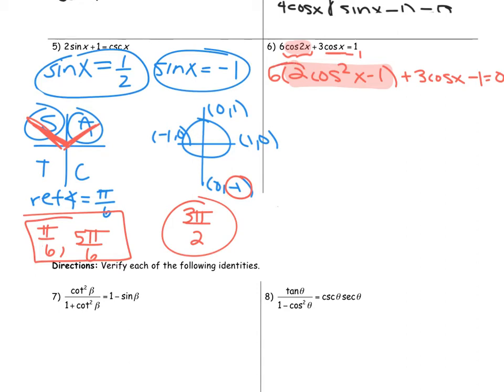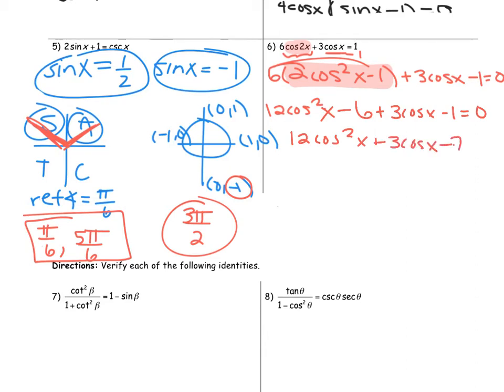We're going to distribute. So I have 12 cosine squared of x minus 6 plus 3 cosine x minus 1 equals 0. We're going to combine our like terms. So I have 12 cosine squared of x plus 3 cosine x minus 7 equals 0. Now you'll notice this does not factor nicely, so I'm going to use the quadratic formula. So why don't you pause the video here and do the quadratic formula with me.